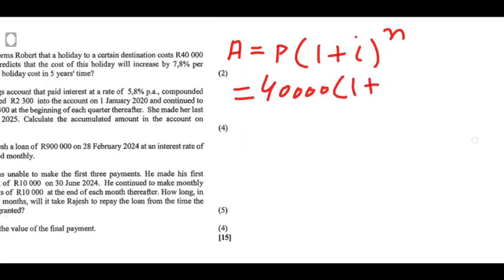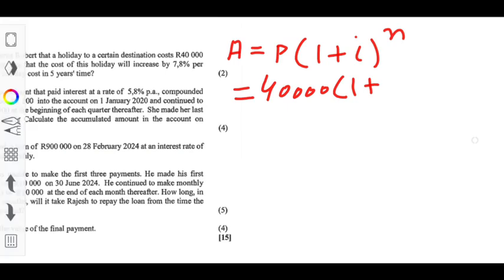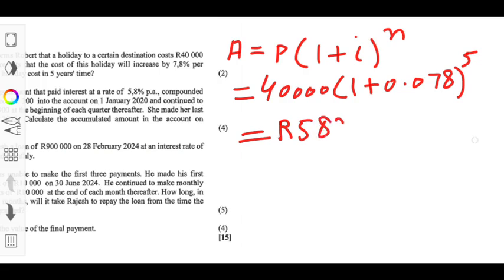The interest rate is 7.8%. That means i is 0.078. And for how many years? For 5 years. I'm going to use the calculator. I use my calculator, so the answer is 58,230.93. So this is my final answer.